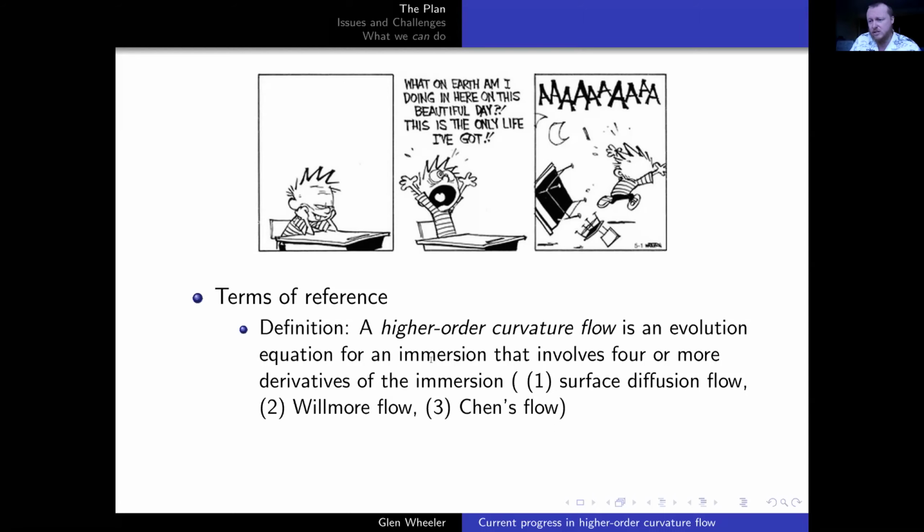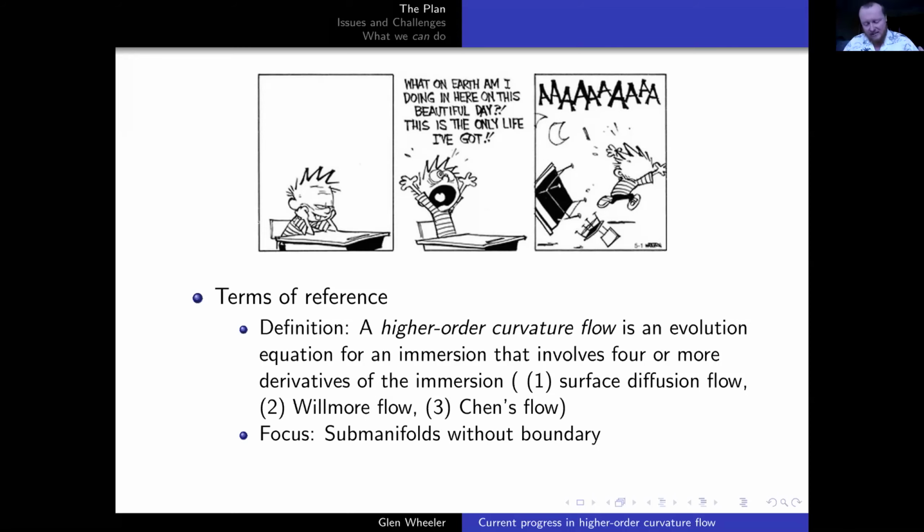And in fact, I will mention flows that fit this definition, but really my main focus today is going to be on the surface diffusion flow, the Willmore flow, and Chen's flow. I'll write down those evolution equations on the next slide in case you're not familiar with them. Surface diffusion and Willmore are natural choices, and Chen is a little bit of advertising, which I hope you will permit me to do. I didn't ask permission, but I'm hoping I have permission.